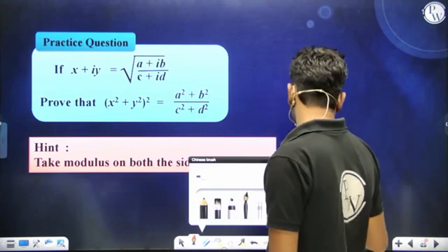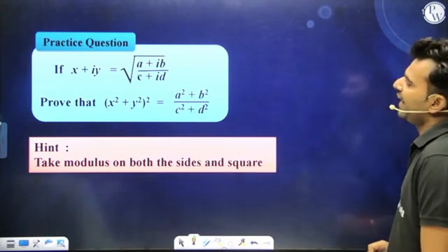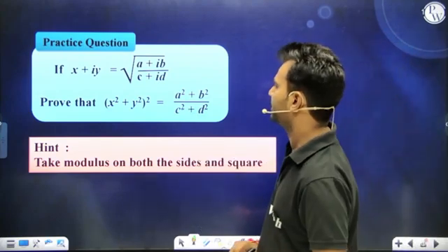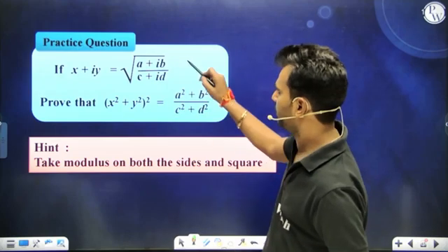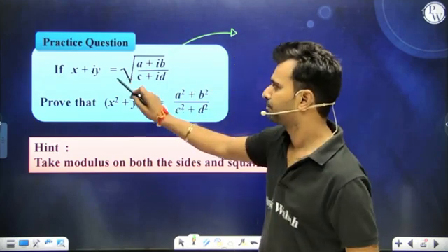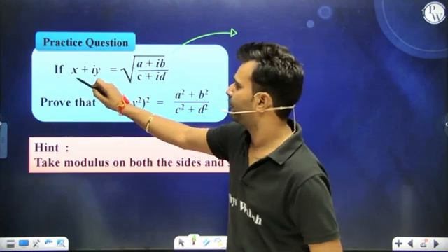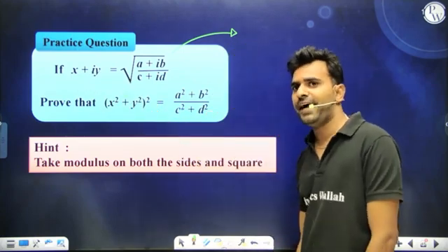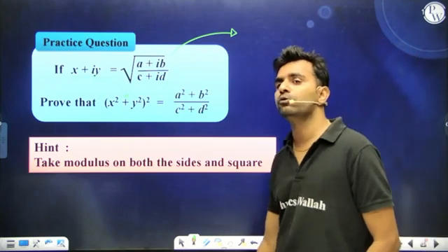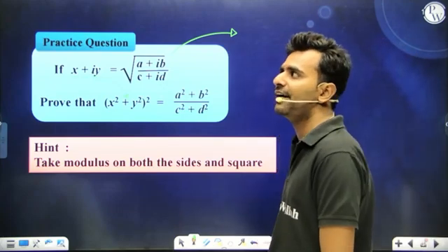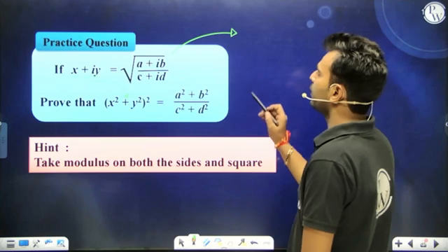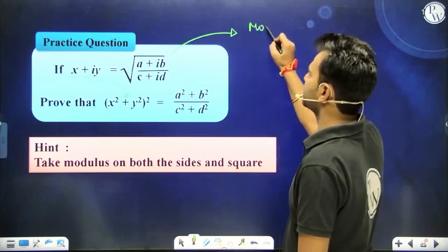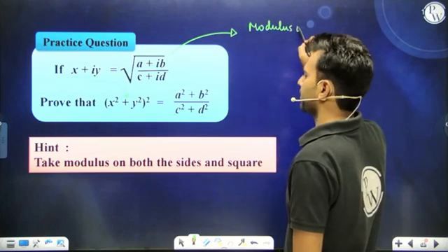Okay, talking about the next thing. If x plus iy equal to under root of this, then prove that this kind of a thing. Now understand, x plus iy is there, and from there we need to move to x square plus y square. Whenever we want to move from x plus iy to x square plus y square, we need to take modulus on both sides. Yes or no?